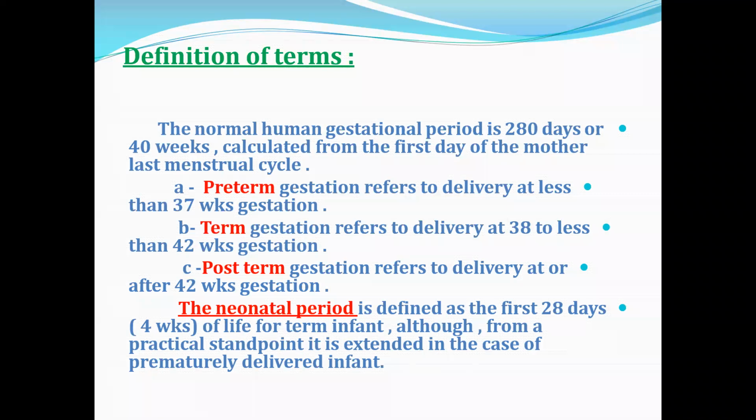Neonatal period. All of us have heard about the neonatal period. What we mean by the neonatal period is defined as the first 28 days or 4 weeks of life for the term infant. Although from the practical standpoint, it is extended in the case of a prematurely delivered baby, because there are a lot of things that make the premature baby differ from the term baby. So keep this in mind. When you talk about the neonatal period, we talk about the first month of the newborn after birth.